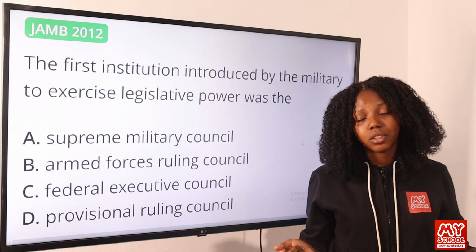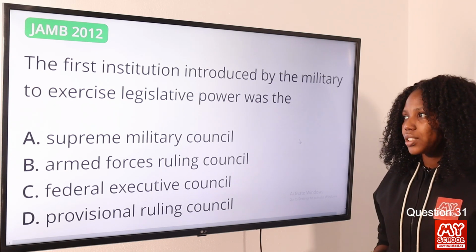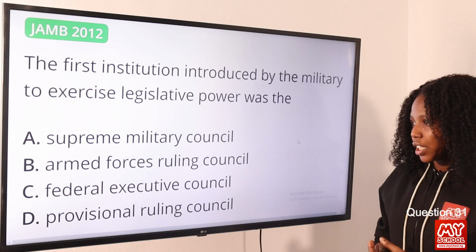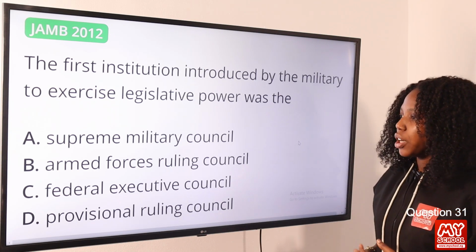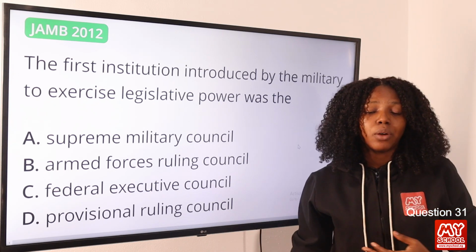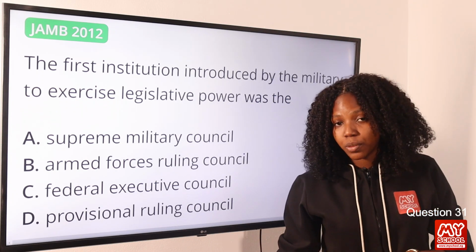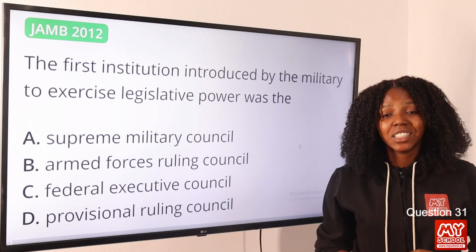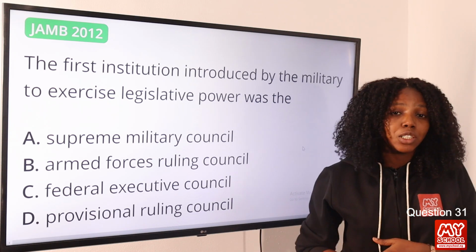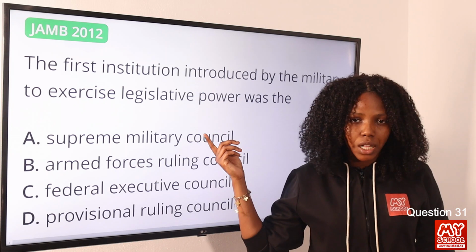Now, moving on to question 31. The first institution introduced by the military to exercise legislative power was the dash. The answer to this question is option A, the Supreme Military Council. And the Supreme Military Council was chaired by Muhammadu Buhari. That was immediately after the Nigerian coup in 1983. Afterwards in 1985, it was replaced by the Armed Forces Ruling Council under the leadership of Ibrahim Babangida. So the answer to this question is the Supreme Military Council.